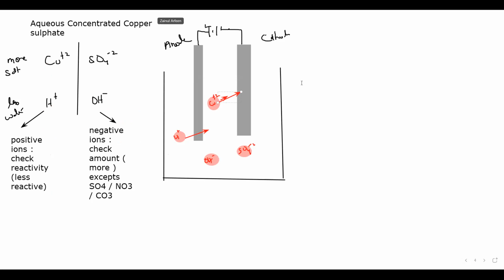So when we write the half equation for the cathode, the copper ion will gain 2 electrons and it will turn into a copper atom. And we don't have to write it as a molecule. Why? Because copper is a metal.